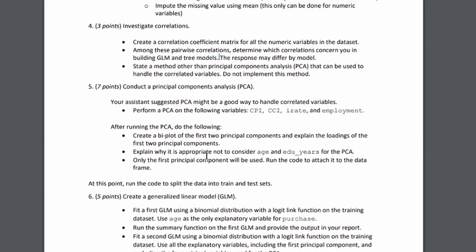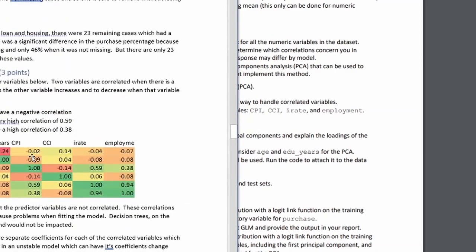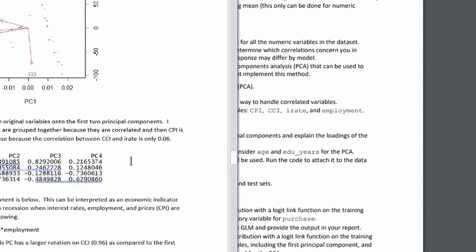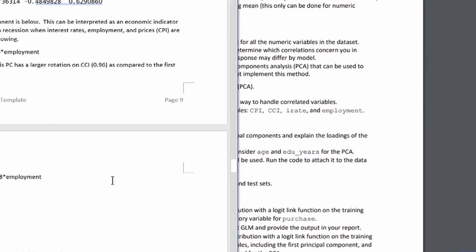Explain why it's appropriate not to consider age and EDU years for the PCA. Well, age and EDU years, let's look in the correlation matrix. Age and CPI, CCI, these are all really small correlations. Same with EDU years. And that makes sense, right? Because why would someone's age be related to the current state of the economy? So it doesn't make sense to add age or EDU years to this PCA because these are unrelated to the state of the economy and have very low correlations.